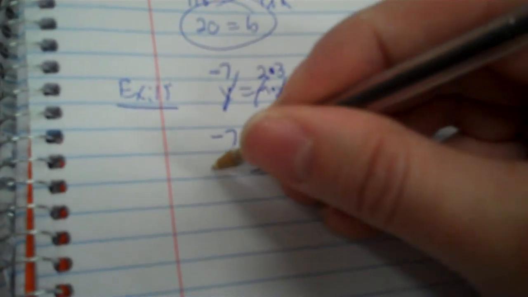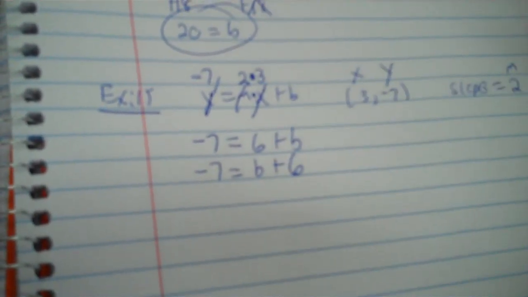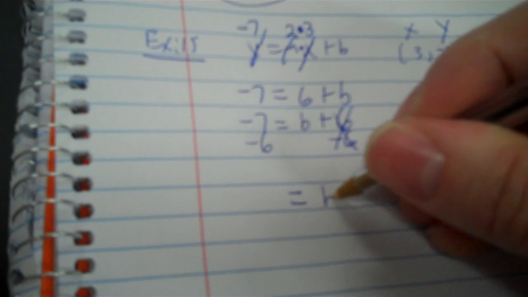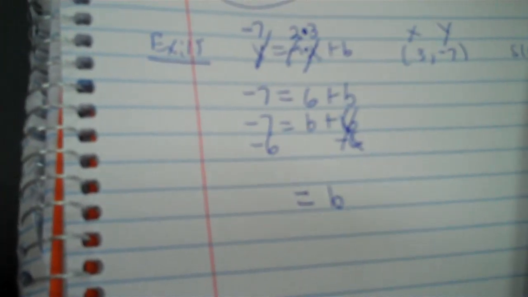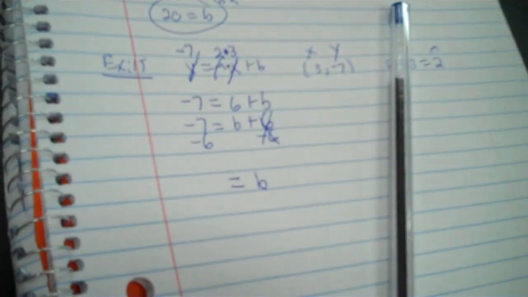Now I want you to rewrite that side so the b comes before the 6. Now 6 is positive now, so we're going to write b plus 6. The opposite of plus 6 is minus 6. So we got b, negative 7 minus 6. Use a calculator if you need it. It's negative 13. Okay, and then the last example.